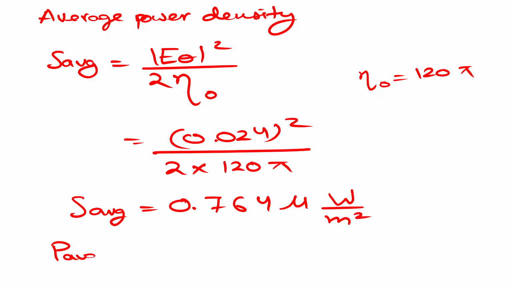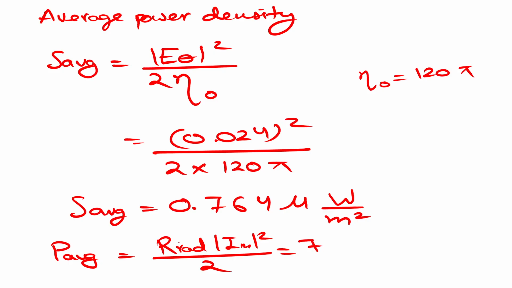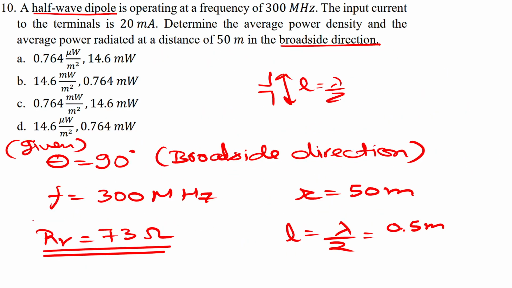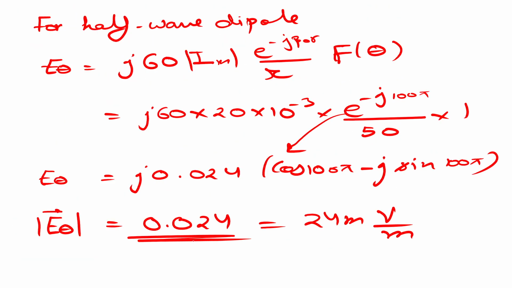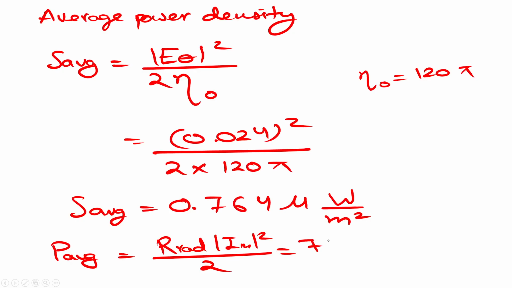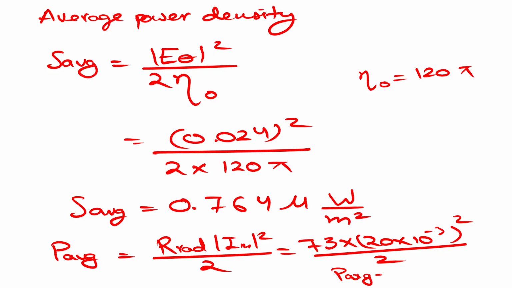And P average is given by the radiation resistance of the antenna into Im, the magnitude of the current, squared and divided by 2. R radiated should have been given in the problem, but it was not, so it should have been given as 73 ohms. So 73 into 20 into 10 to the power minus 3, the current being 20 milliamperes, whole square divided by 2. And when we solve this, we will get P average as 14.6 milliwatt.